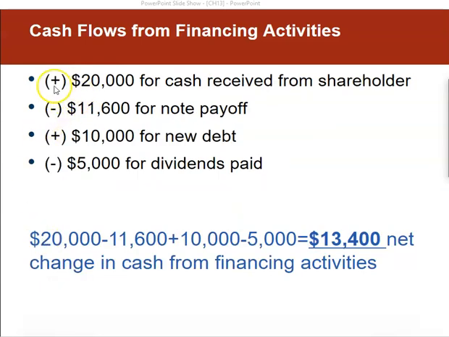So, just as you probably thought, the $20,000 received from the owner is an addition or a cash inflow. When we pay off the note, that's a cash outflow. New debt, inflow, and we paid dividends, cash dividends, outflow. So we add all of these numbers, pluses and minuses, we come up with $13,400 net change in cash from financing activities.